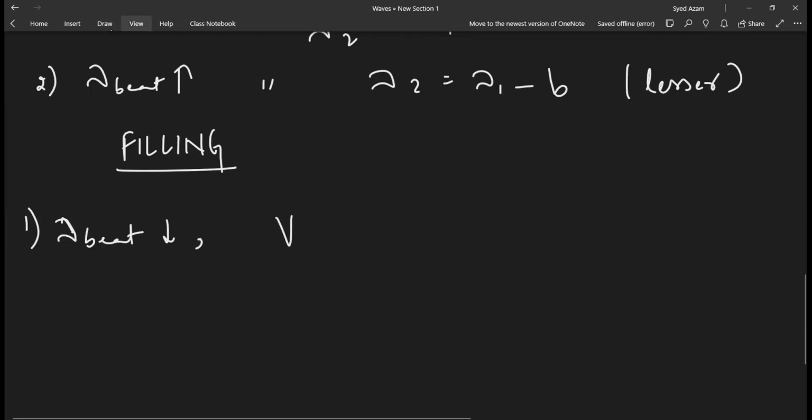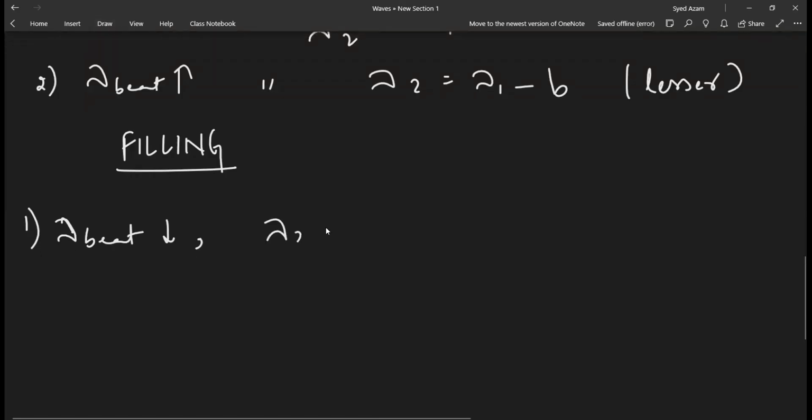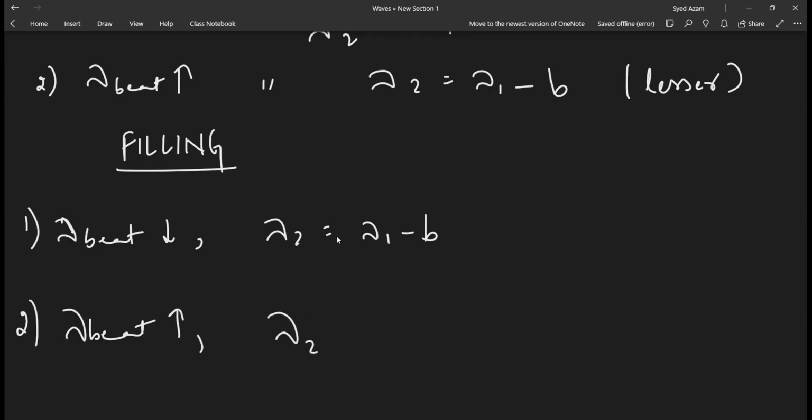then your nu2 is equal to nu1 minus b, opposite. Okay. Second, if beat frequency increases, your second frequency will be nu1 plus b. So you have to remember this. Okay. This is very important. So if the prong of the tuning fork is filled, its frequency increases. If the prong of the tuning fork is loaded, frequency decreases.